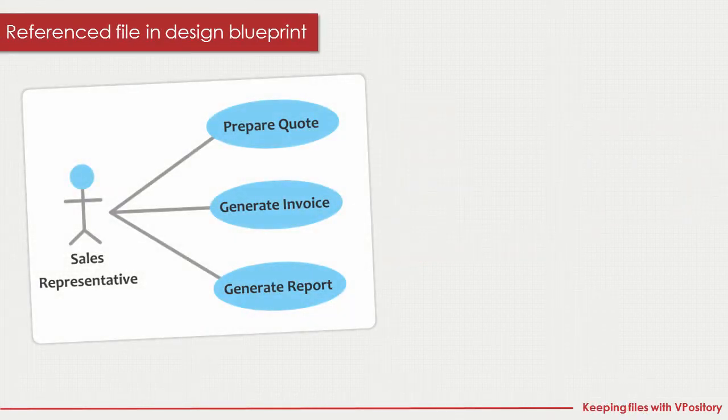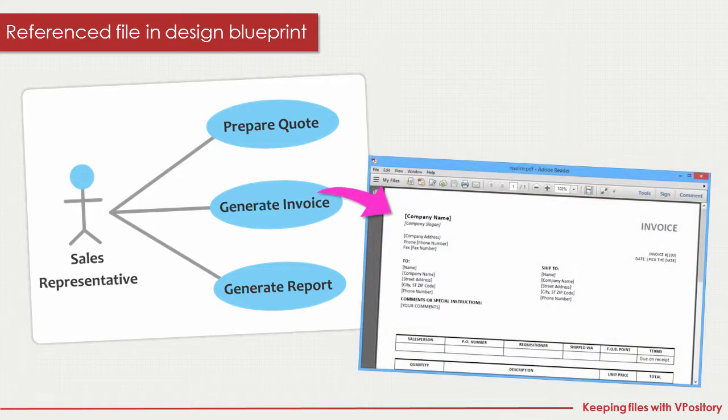And the last thing about the VPository I would like to talk about is that it also keeps the revision of your files. For example, you have a use case diagram. You want to add more information about generate invoice. You want to reference external files that provide a sample of the invoice. Then you can reference the invoice file.